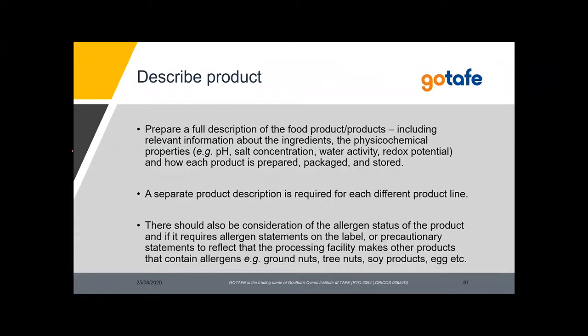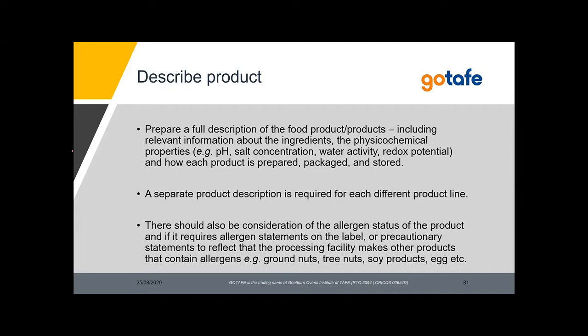So once you have set up a team, you have to look at your product. As I mentioned, for different types of products, the HACCP plan would be different. So the first thing, you have to understand what your product is. This includes the composition and physical and chemical properties such as pH, salt concentration, water activity, and redox potential. Redox potential is basically the oxidation and reduction potential we mentioned yesterday: the ability to gain electrons or lose electrons, depending on which chemicals you are talking about.